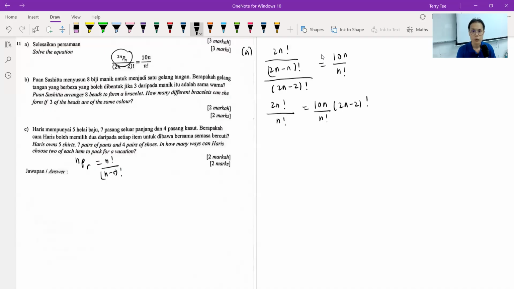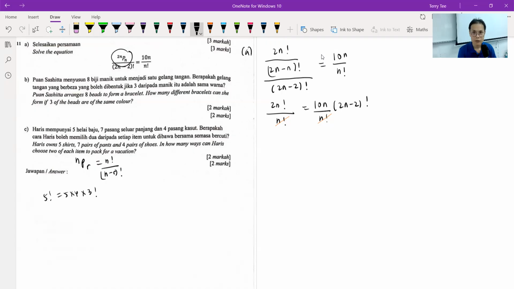All right, we can cross out n factorial in n factorial. Now for 2n factorial, remember what is 5 factorial? 5 factorial is 5 times 4 times 3 times 2 times 1. Or sometimes you can write 5 times 4 times 3 factorial, right?